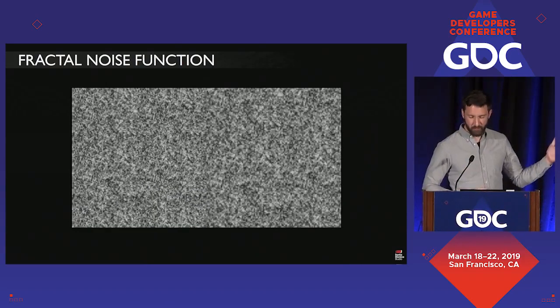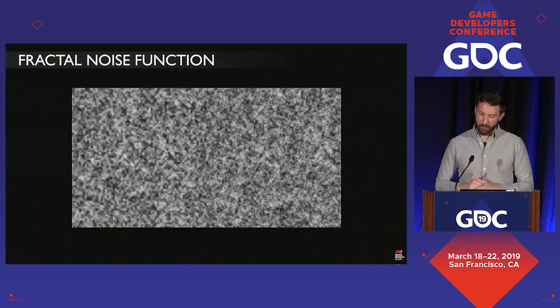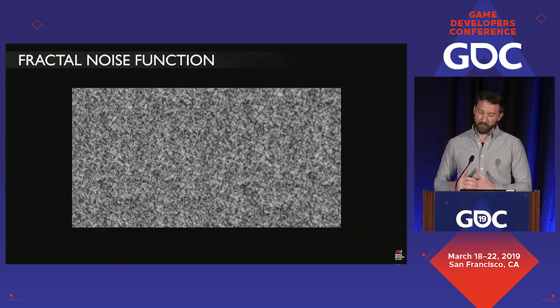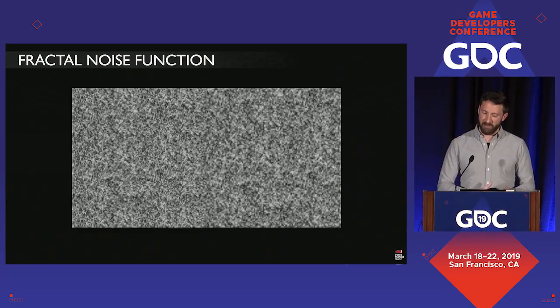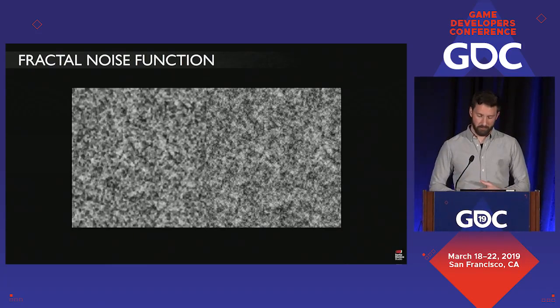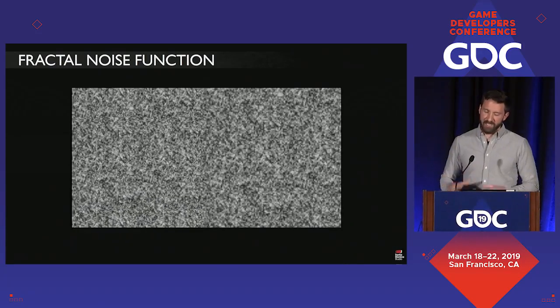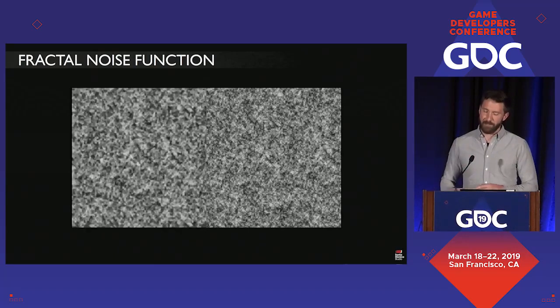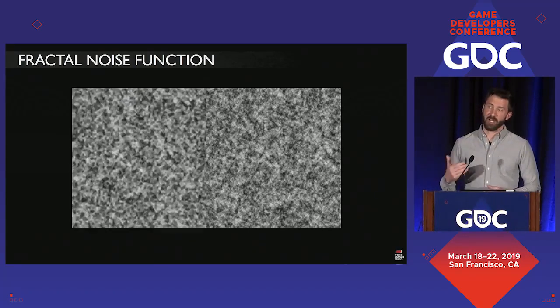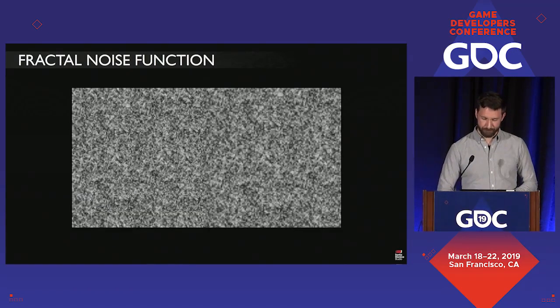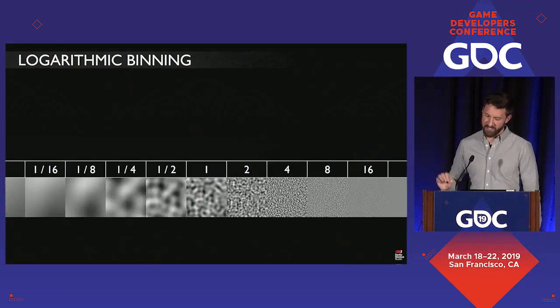On the right is our solution. We lock noise samples to powers of 2 scales using a technique called logarithmic binning, and we blend and fade between them to produce our complete noise result. Put another way, instead of scaling the samples and keeping their contributions fixed, we keep the scales fixed and adjust their contributions. Let's look at that in a little more detail.